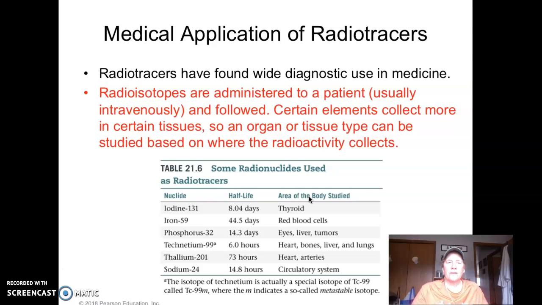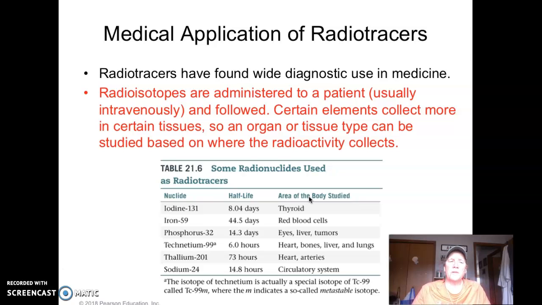Technetium, okay, look at 6 hours and it's out of your body. Or rather, in 6 hours half of it is gone, and if they don't give you much, it'll be gone pretty quick. And it says on the bottom too, technetium is actually a special isotope. But again, heart, bone, liver, lungs. We have thallium, which is in your heart and your arteries, and then sodium, your circulatory system.